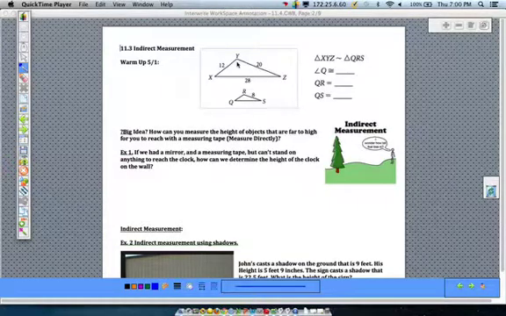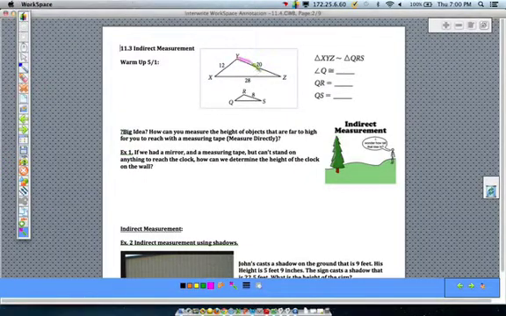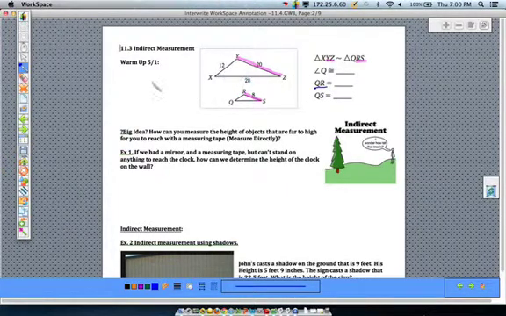This is section 11.3. We're talking about indirect measurement. We first did a warm-up. We said triangle XYZ is similar to triangle QRS. So if they're similar, that means their sides are proportional. Since I can see that YZ and RS are corresponding, that means they have the same ratio as QR and XY. So we can set that up.